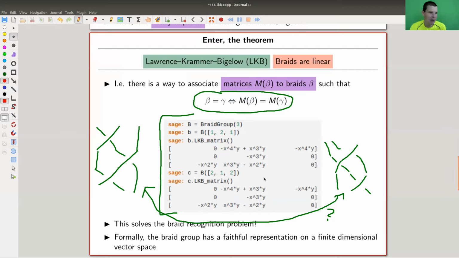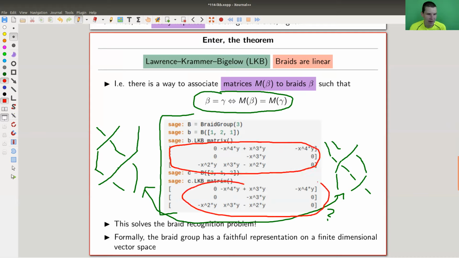And it turns out that they are. And the way the program checks that, and you could check that as well if you would like to do it, but matrices are something for programs, is to just write down the associated matrix. And the matrices are the same, as you can see. So it's a matrix with entries in x and y, two variables x and y, over some ground field. And as you can see, the matrices are the same, which verifies by the results of Lawrence, Krammer, Bigelow that the braids are the same. And that works for any type of braid. So for really complicated braid expressions. And this was a major breakthrough about 20 years ago and solved the braid recognition problem.